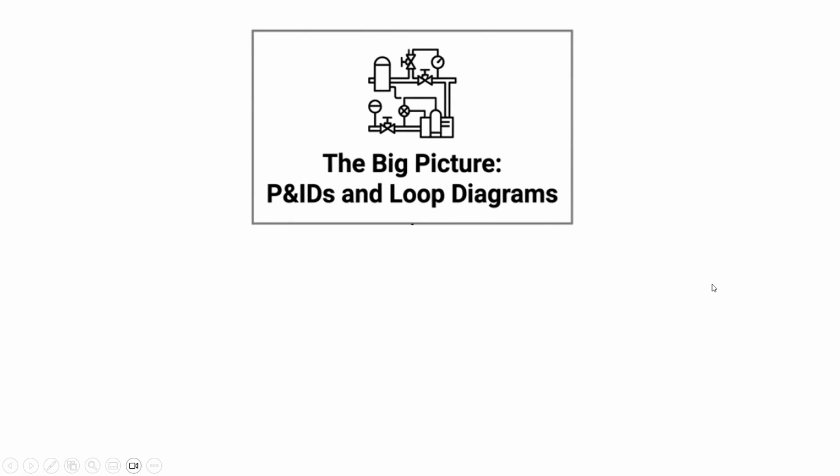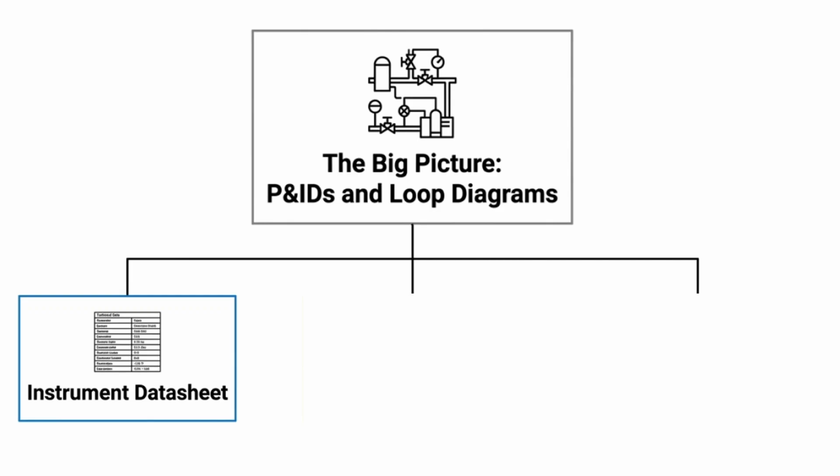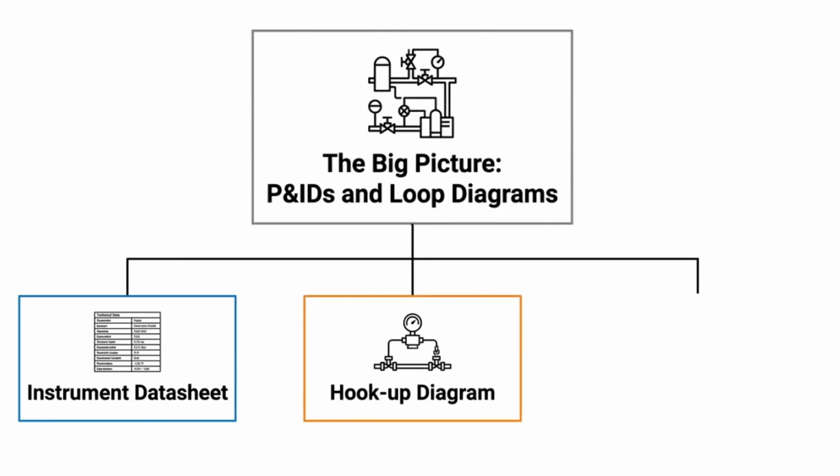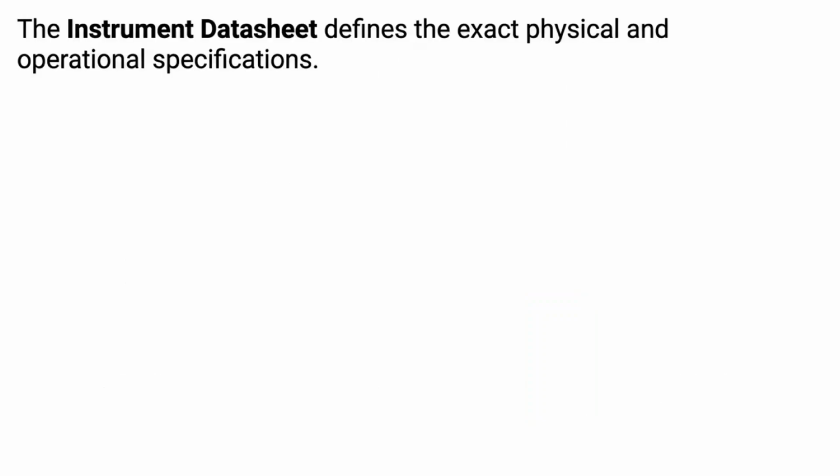So far we have covered the big picture documents, the P&ID and loop diagrams. Now we are going to look at three documents that are just as critical but serve very specific, practical purposes: the instrument data sheet, the hookup diagram, and the instrument index. Let's start with the instrument data sheet.